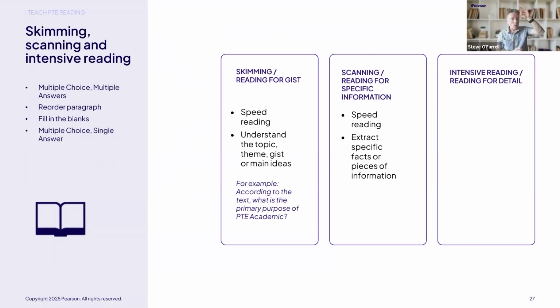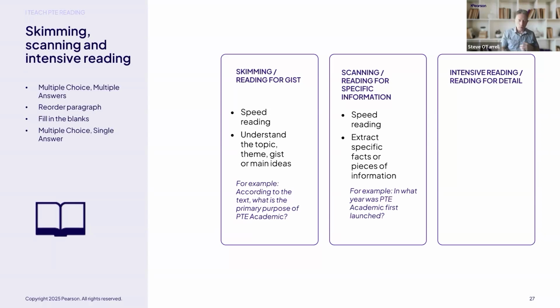And remember the question. This was the question before the text. So the question gives you information. Scanning, speed reading again, but this time specific pieces of information. For example, in what year was PTE Academic launched? So you're looking for a year. So you're going to scan it quickly. Is there a year in here somewhere? Okay. The answer, by the way, is 2009.